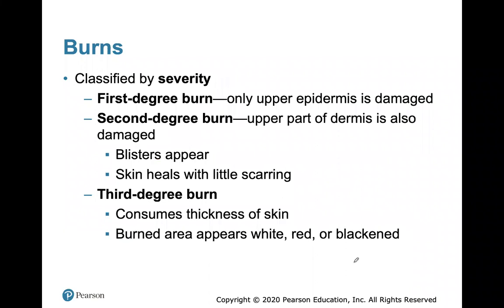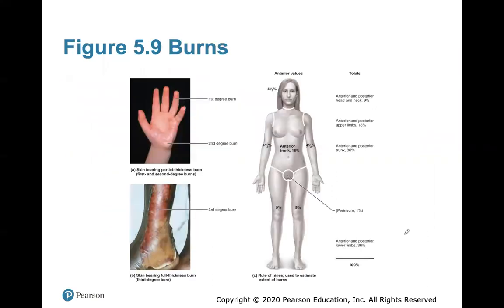Burns, so we'll talk about how burns can affect the structure of the skin. They're classified by their severity. We can have a first-degree burn where only the upper epidermis is damaged. A second-degree burn is where the upper part of the dermis is also damaged. We might get some blisters, and the skin heals with little scarring. And this is the tough one: the third-degree burn consumes the whole thickness of the skin, and the burned area might appear white, red, or black.